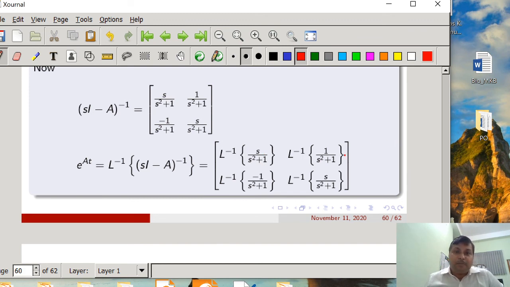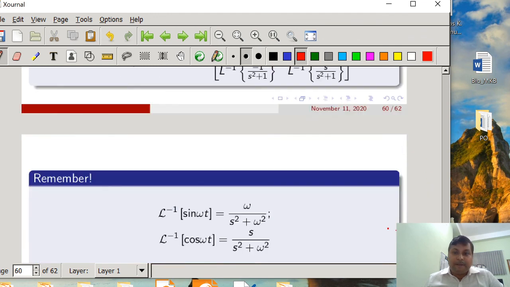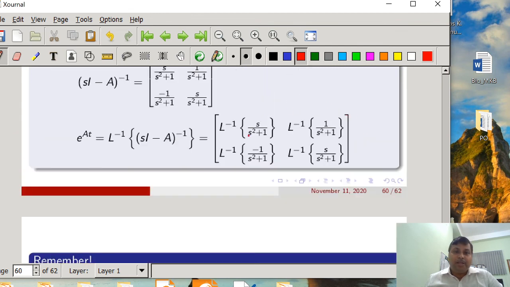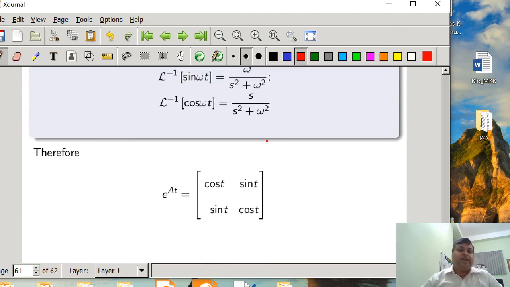or some constant, 1 by s squared plus 1. If you recall the Laplace inverse formulas of sin t and cos t, you find that for omega equal to 1, it matches. So e to the power at will be cos t, sin t, minus sin t and cos t. So this is the e to the power at for a given system where the roots are complex conjugate.